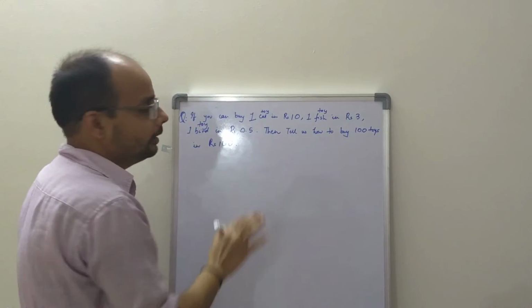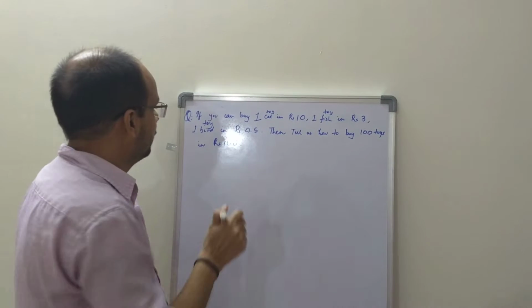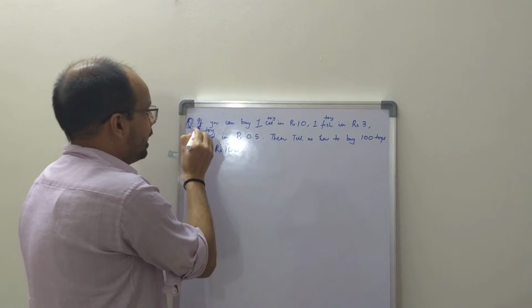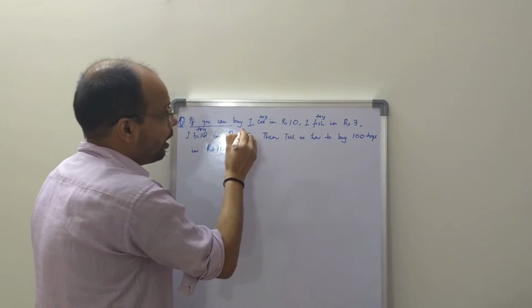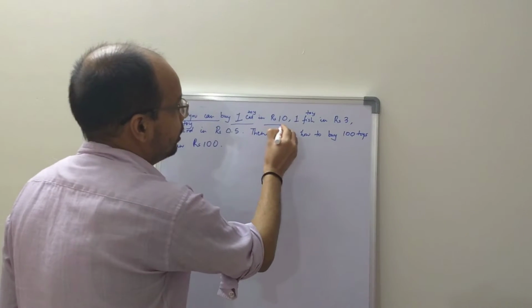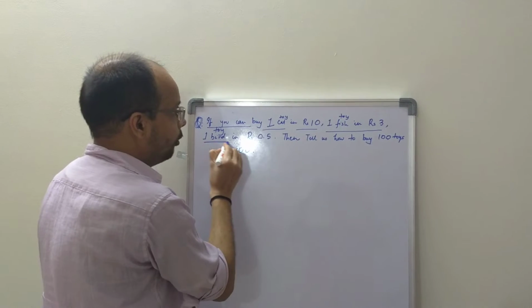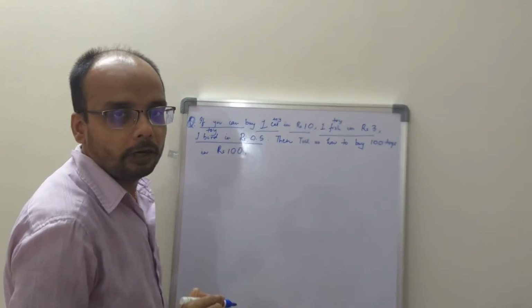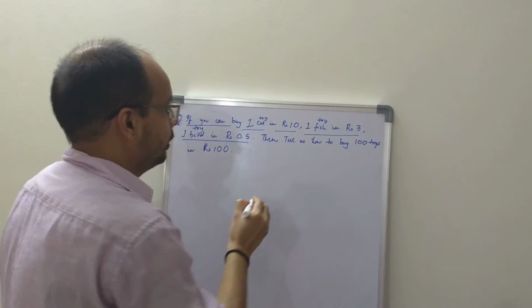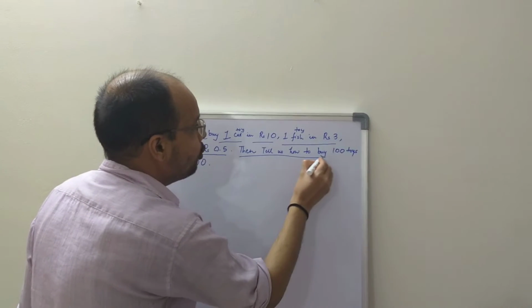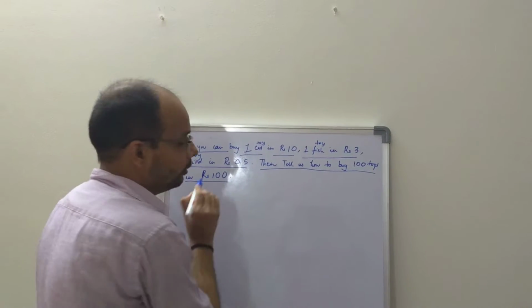So, today's math problem is: if you can buy one toy cat in rupees 10, one toy fish in rupees 3, one toy bird in rupees 0.5, which means 50 paise, then tell us how to buy 100 toys in rupees 100.